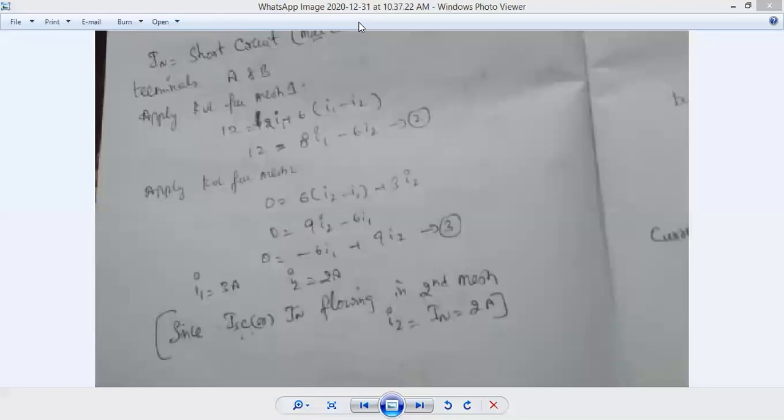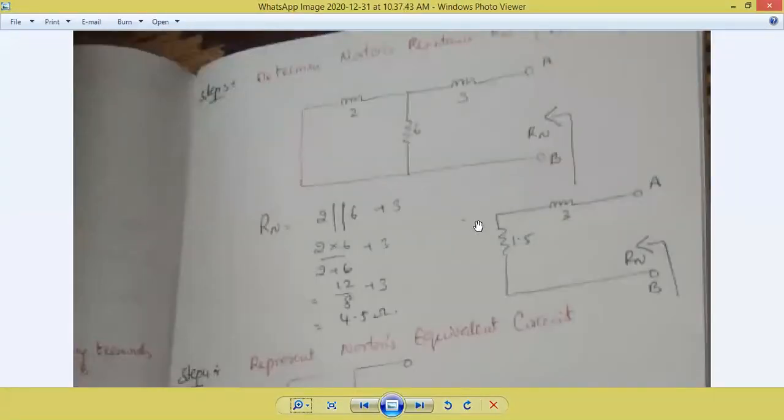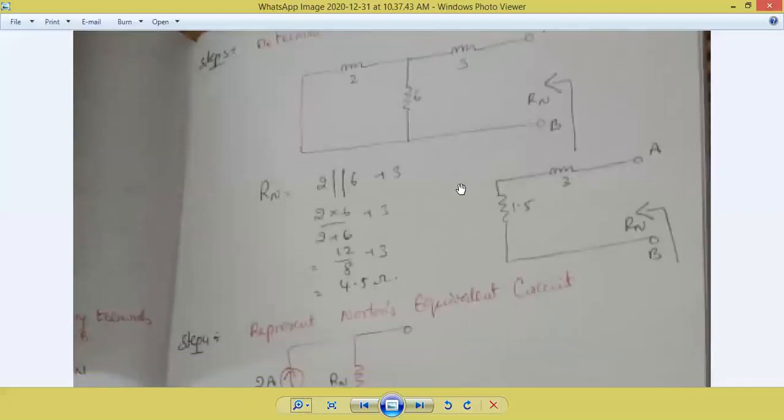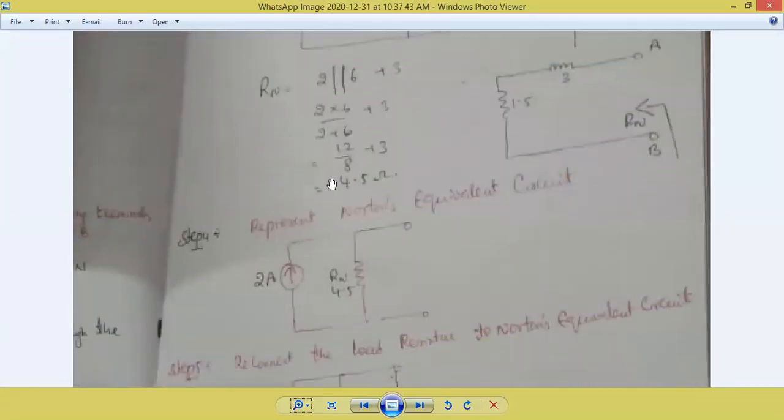Any student, any doubt, please ask. Don't hesitate to ask. Is it clear? Yes, sir. Right. Now, the third point: we can calculate only 2 resistors at a time. 2 and 6 are in parallel because their current is dividing. We got 4.5 here. And now step 4.